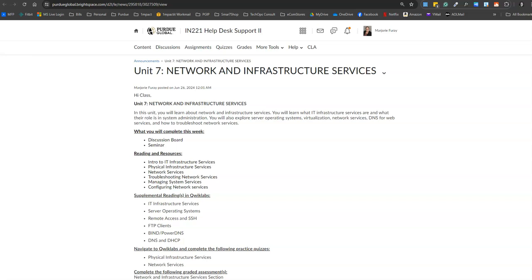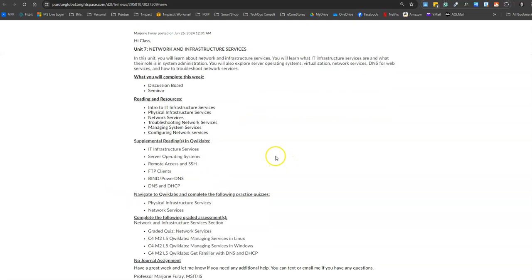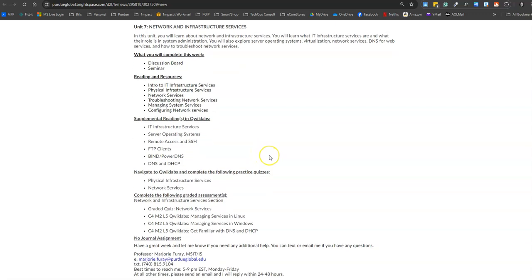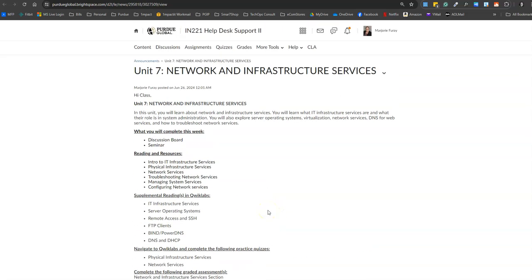So you're going to complete this week a discussion board and a seminar. You have the reading and resources, supplemental reading that you'll find in Quick Labs as well, your Quick Labs quizzes, there's 2 of those, and then of course your labs that you'll complete. And then there is no journal for this week. My phone number and email is down here. You know I'm always available.